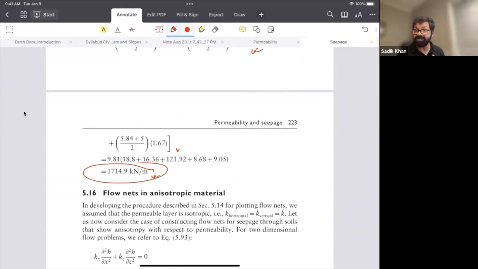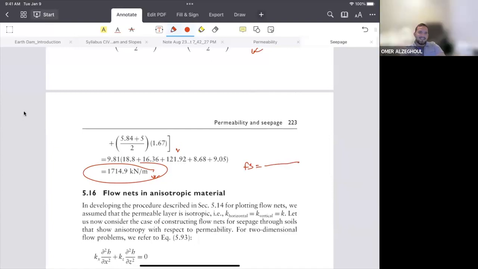What is the factor of safety against uplift? And how do you calculate your factor of safety against uplift? The weight of the dam, we calculate the equivalent force of the weight over this uplift force. So what is the definition of factor of safety? The resisting forces over the acting forces. Friends over enemies. Friends over enemy, that's it.